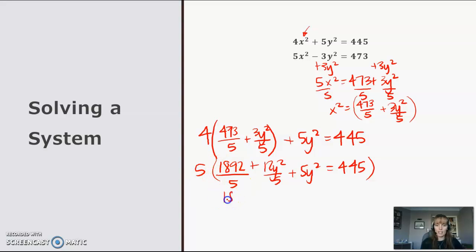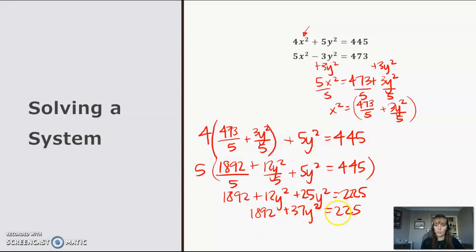So when I do that, I get 1,892 plus 12y squared plus 25y squared is equal to 2,225. Whoops, I missed a 2. Now I'm just solving for y, so I'm going to add my y's together. I get 1,892 plus 37y squared is equal to 2,225. I'm going to subtract 1,892. So 37y squared is equal to 333.